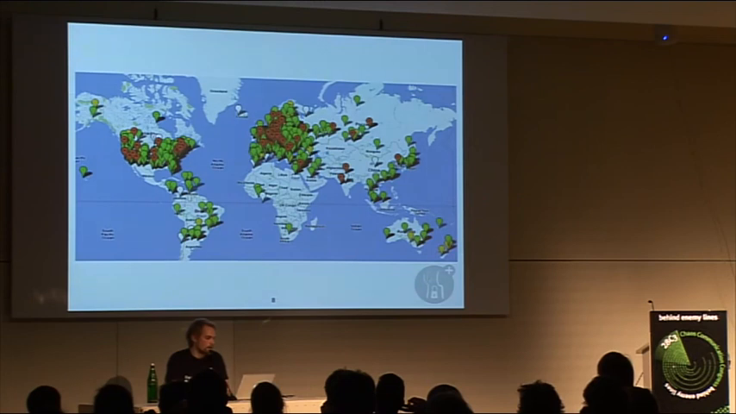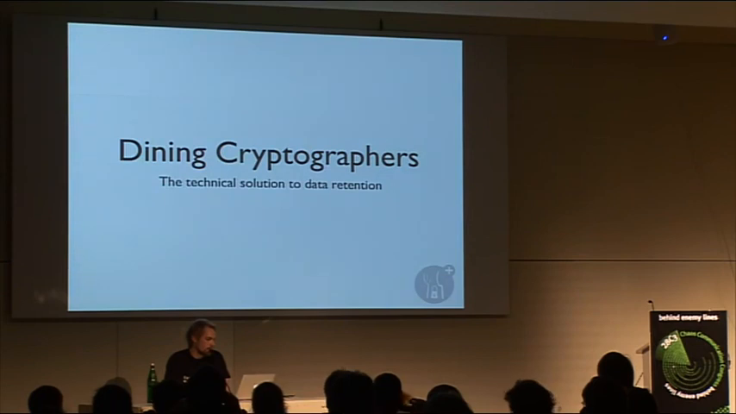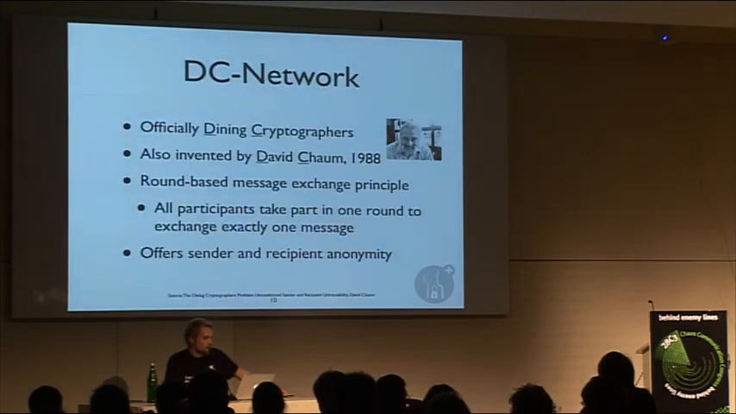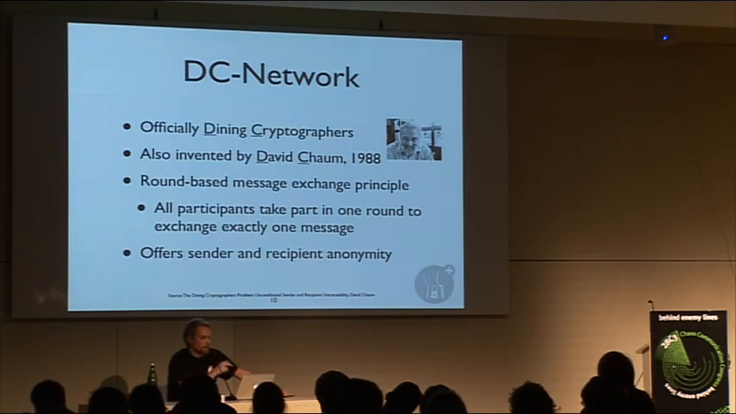So now I would like to come to the DC part of this talk, the dining cryptographers, which can be seen as a technical solution to data retention, because data retention cannot attack the anonymity. In DC networks, officially the DC networks were invented by David Chaum in 1988, and it stands for dining cryptographers, but by coincidence it's also the initials of his name.